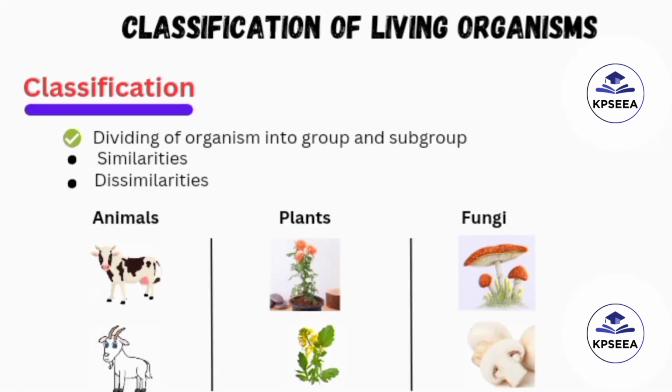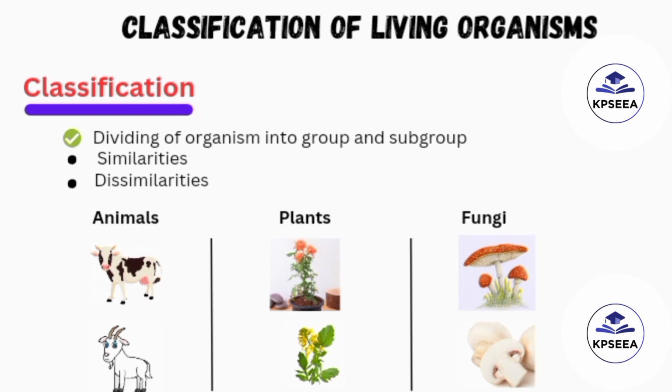Our main topic starts from here. Actually, it is classification. Our first chapter is the classification of living organisms. You know that classification is the dividing of organisms into groups and subgroups, and that division is based upon the similarities and dissimilarities among the organisms.